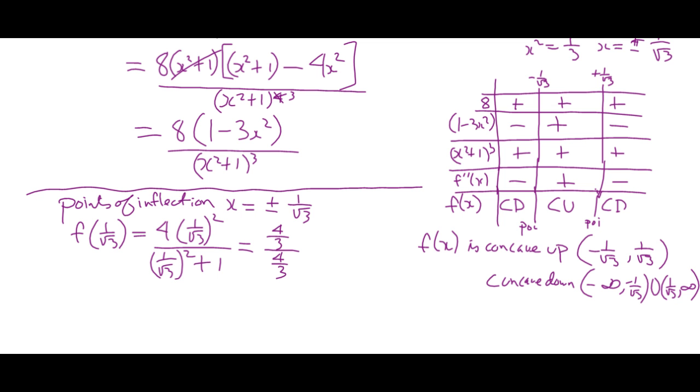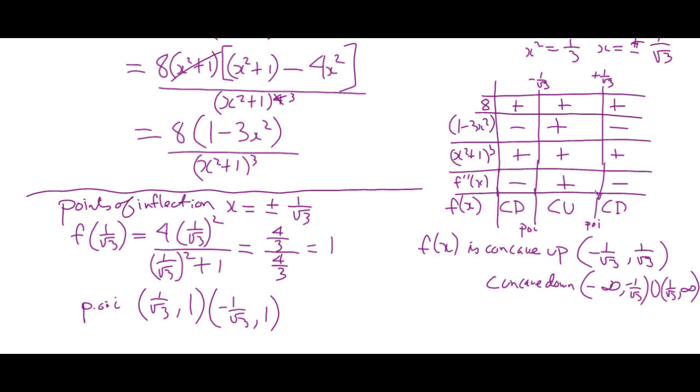Or do I have something different? Yeah, something that's weird, because I messed up. Okay, so what is that? 1. Okay, so POI: 1 over root 3, comma 1, and negative 1 over root 3, comma 1. All right, we have it all.